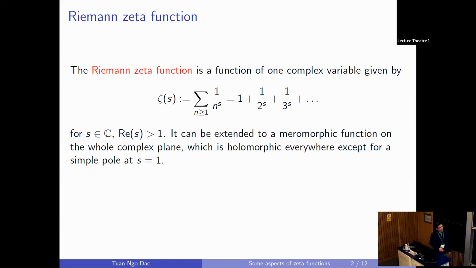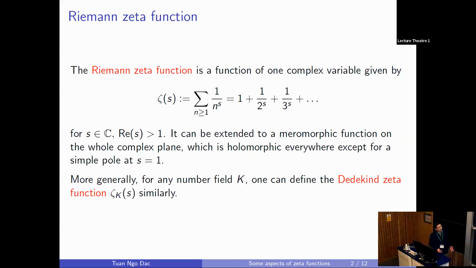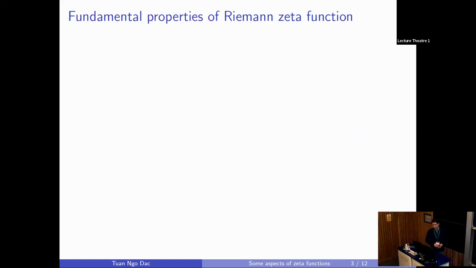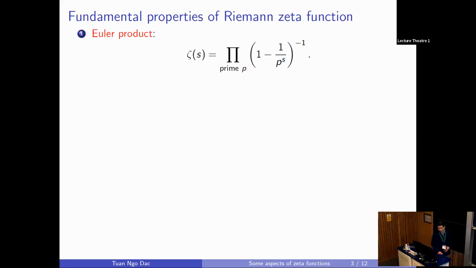And then it is an exercise to show that it can be extended to a meromorphic function over the whole complex plane, with only a simple pole at s equal to 1. And then people try to do something more general for any number field K, which means a finite extension of Q. We can define the Dedekind zeta function, and this is an extension. So, some fundamental properties of the Riemann zeta function.